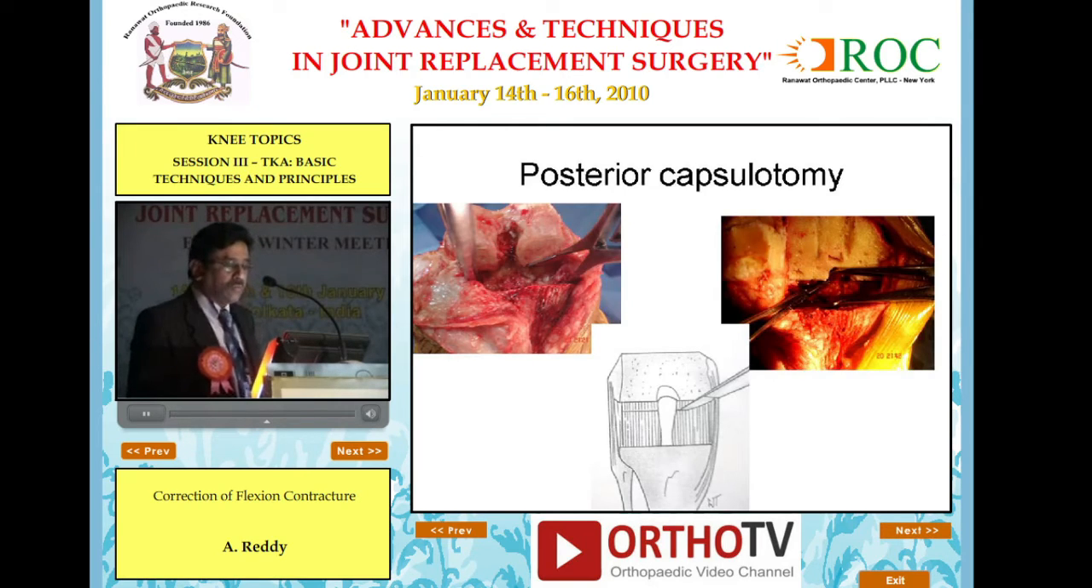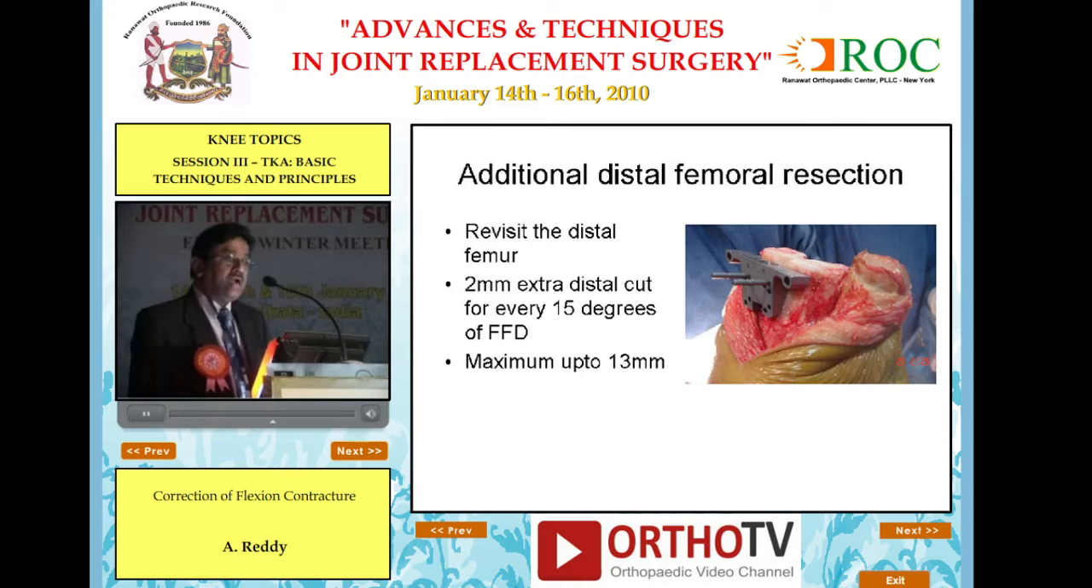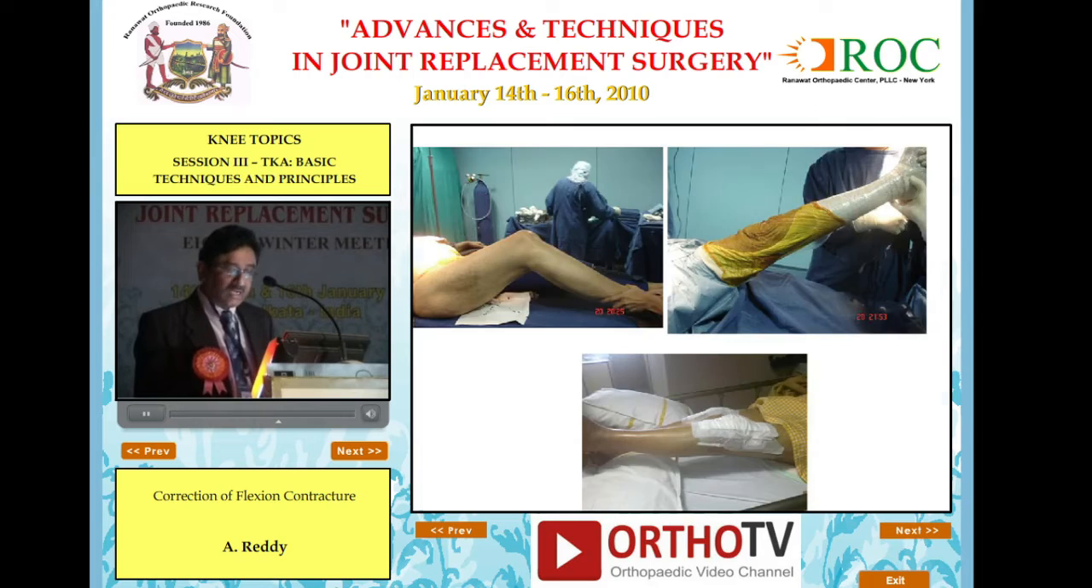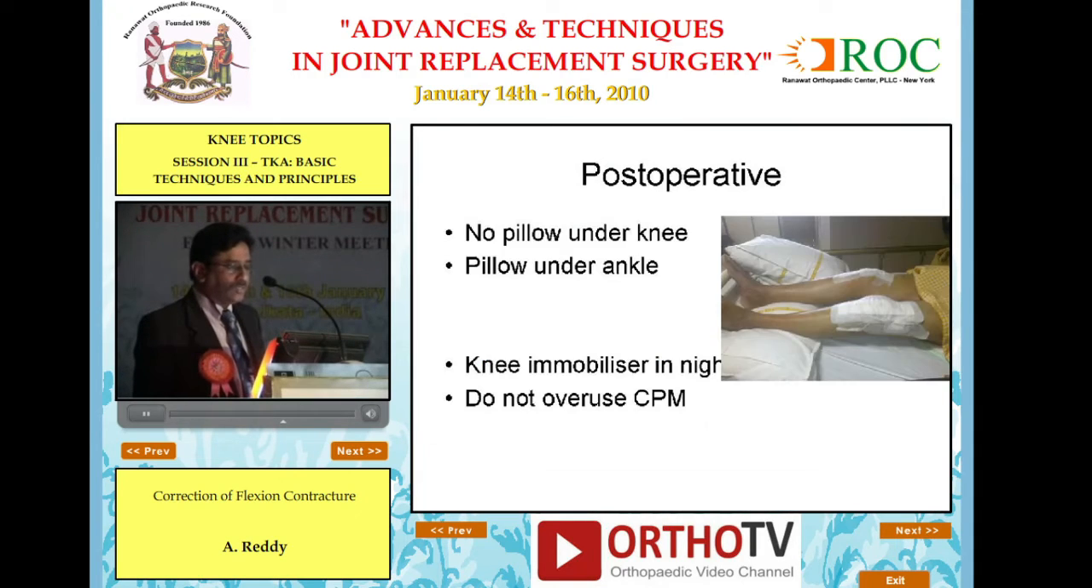And posterior capsulotomy, Dr. Ranawat has explained this in detail in one of his papers. You can do it either in extension or flexion with the laminar spreaders under vision, either by diathermy or by knife. And even after doing all this, if you are still left with flexion contracture, you go and revisit the distal femur. 2 millimeters extra distal cut should be all right, and a maximum of up to 30 millimeters is permissible. This is the patient. You can see the flexion contracture on the table, and that is the post-op. And those are the post-op X-rays.